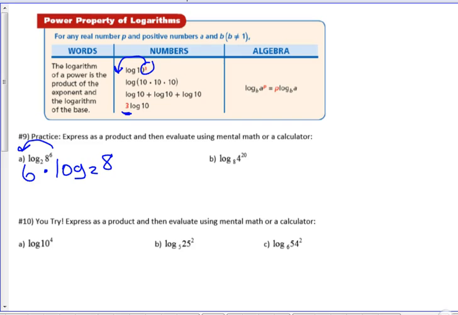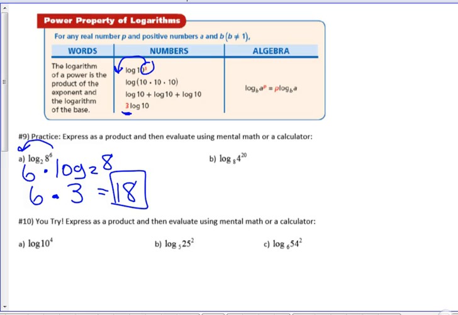Now I can evaluate it. Log base 2 of 8 is a number. What is that number? Type it in. Or think to yourself, 2 raised to what equals 8? Power of 3. So log base 2 of 8 is equal to the number 3. And what is 6 times 3? 18. Good.